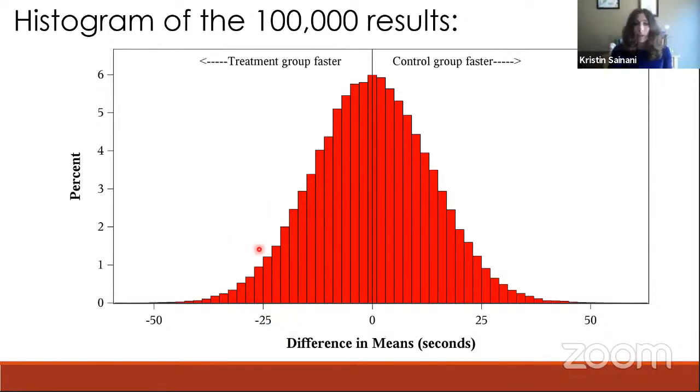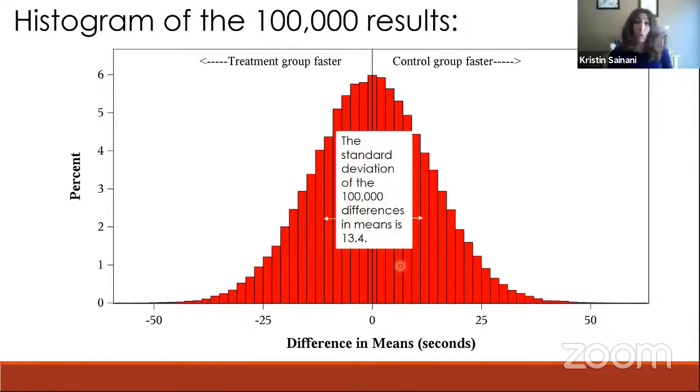If we want to calculate the standard error here, what we have to remember is that it's the average distance of these statistics from 0. Well, that's just the standard deviation of this normal curve. So I've got my 100,000 values in a data set in my computer. I just calculate the standard deviation of those 100,000 values. It comes out to be precisely 13.4. That's the average distance from 0 here.